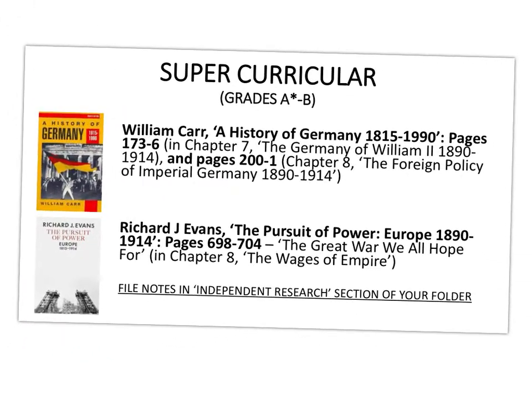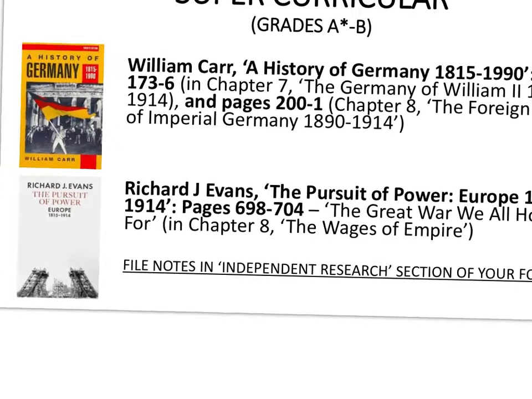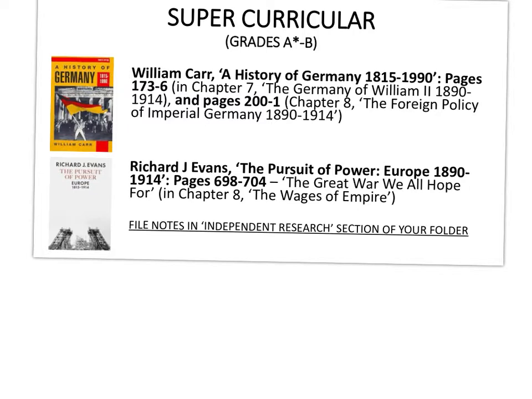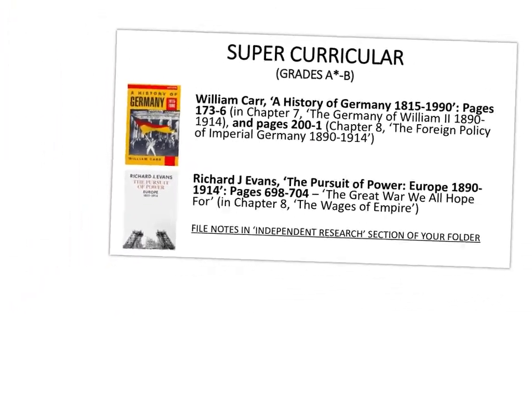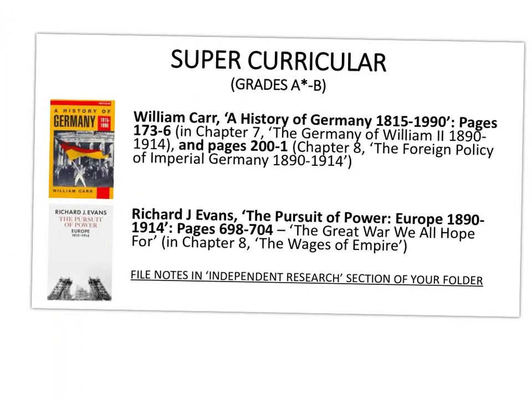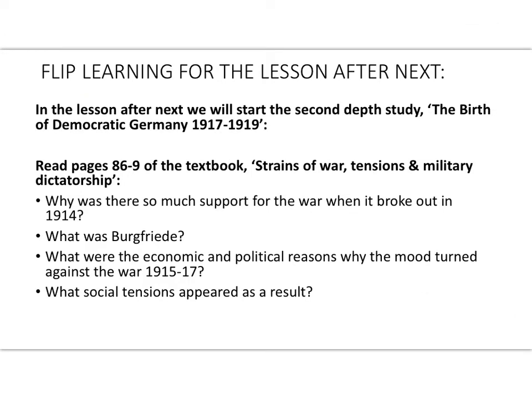William Carr, there's some good information in William Carr. It's scattered across chapter 7 and chapter 8, on different pages, but you've got access to both of those chapters. And then Richard Evans, The Pursuit of Power. In that book, there's a section called The Great War We All Hope For, which is part of chapter 8, The Wages of Empire, and the 6 pages there, pages 698 to 704, where you'll find some good material. It's not there on the slideshow, but the Clark is also good.